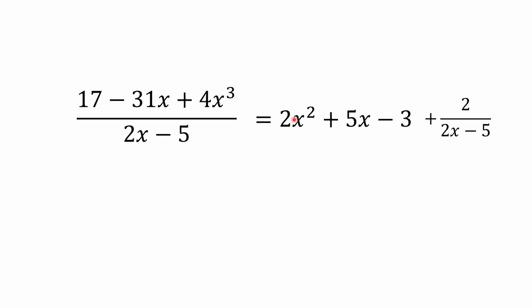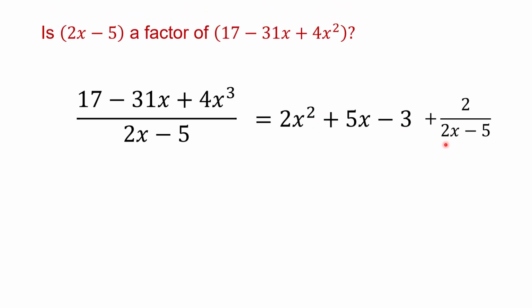Please notice that as we divided, the degree of the answer dropped 1. So now instead of x to the third, we're starting off with x to the second, x, and the number. And in this case, it's a remainder. So the question is, is 2x minus 5 a factor of this polynomial? And the answer is no, it isn't, because we have a remainder. If it was a factor, the remainder would have been 0.